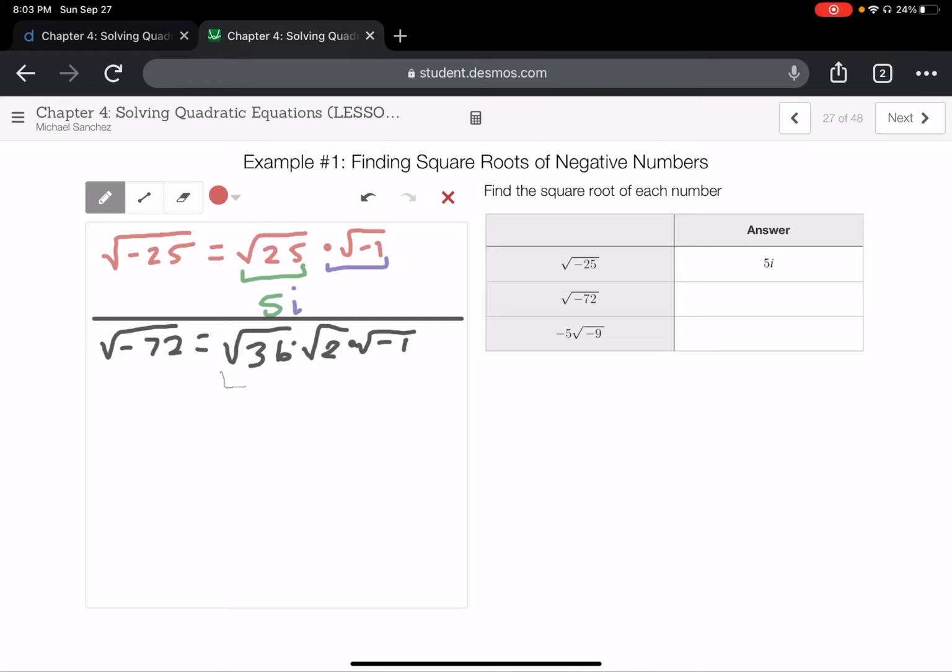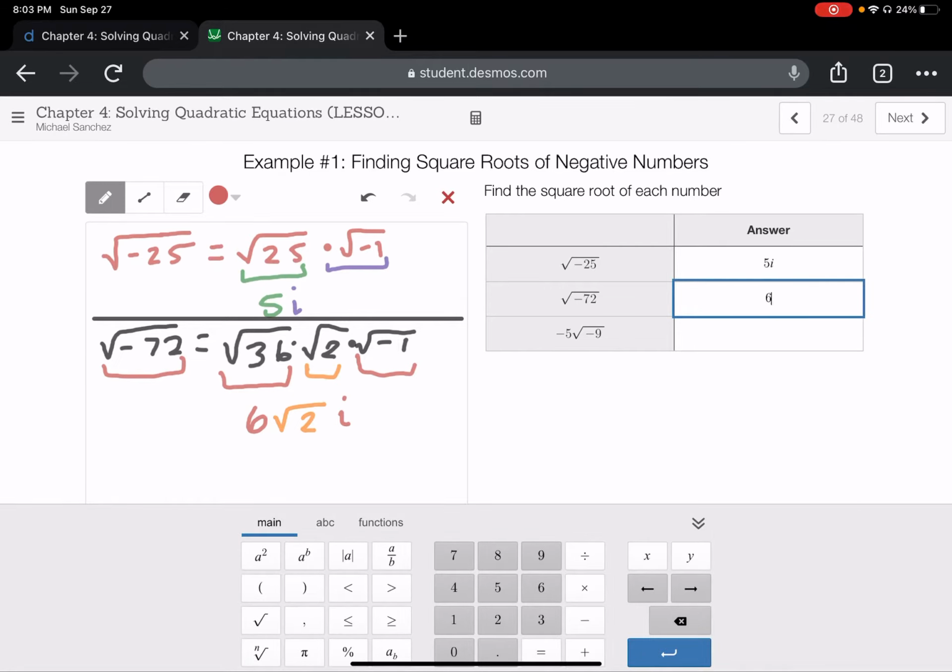Then I'm going to start solving this. The square root of 36 is a perfect square, so that gives me 6. The square root of 2, I don't know, so I'm just going to bring that down to be the square root of 2. And last but not least, I know that the square root of -1 we now write as just i. So the simplified version of the square root of -72 is 6 square root of 2 times i.